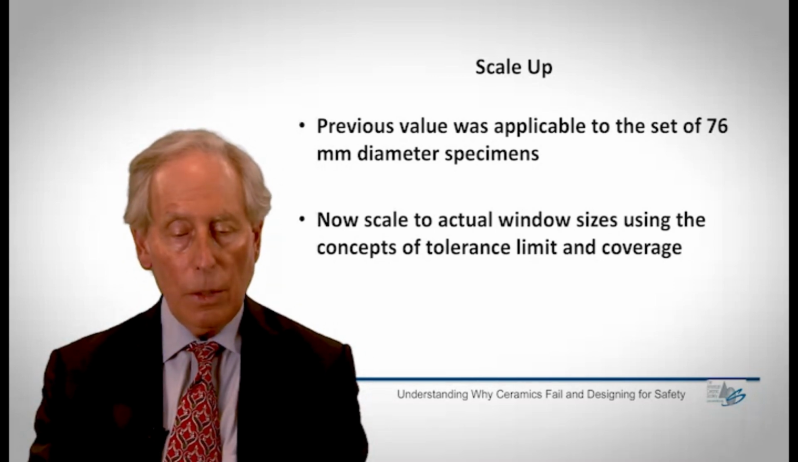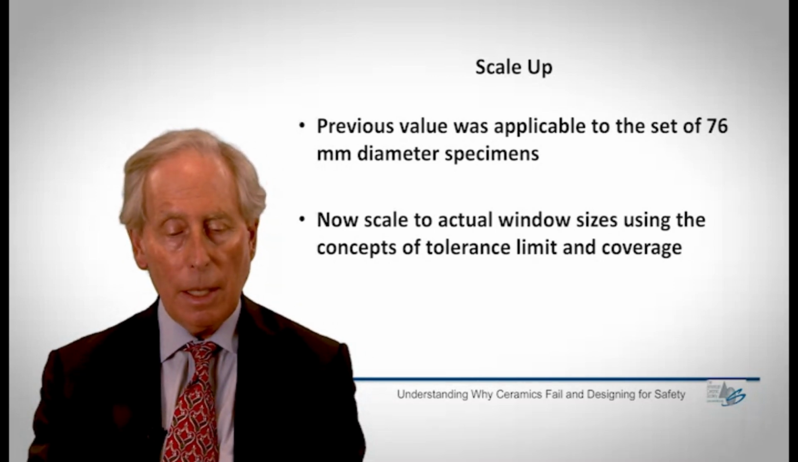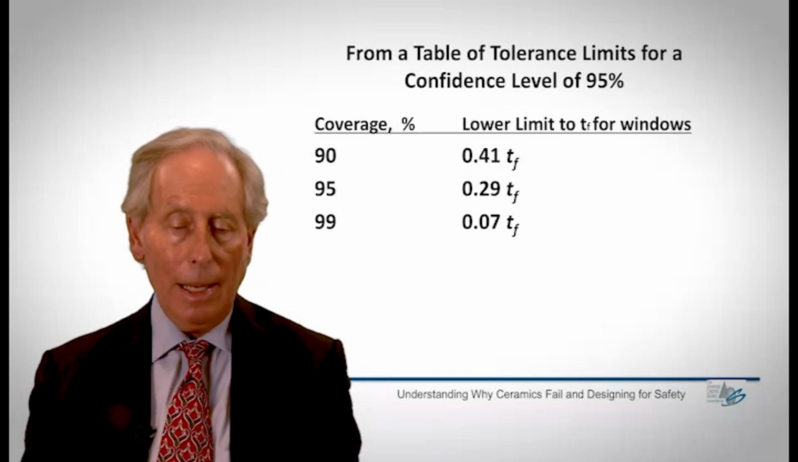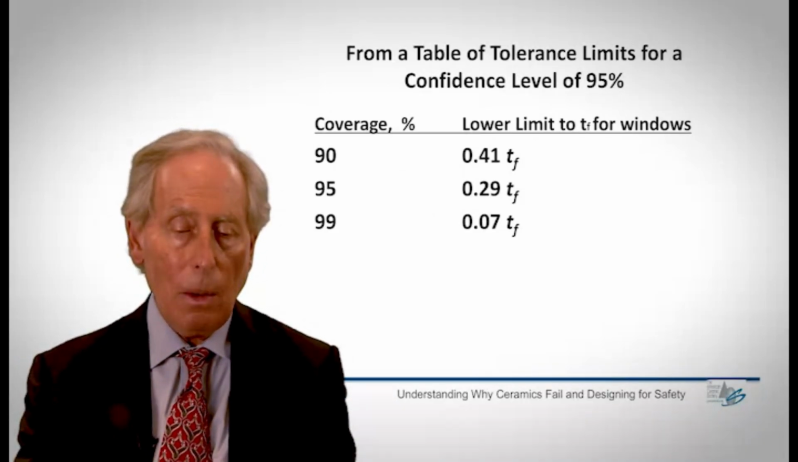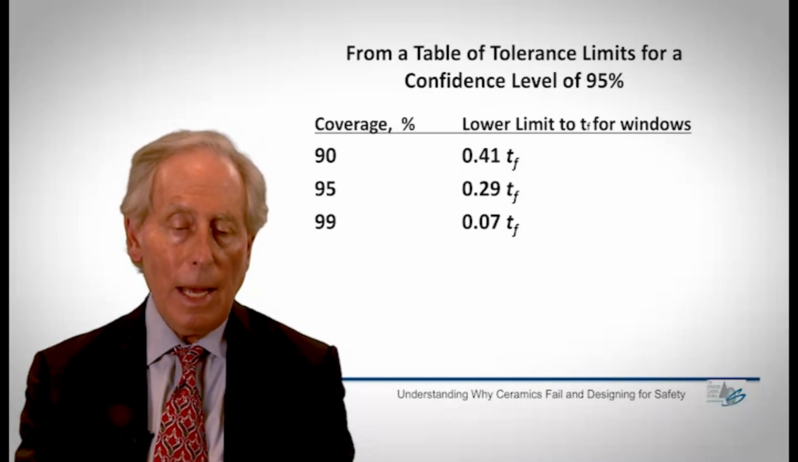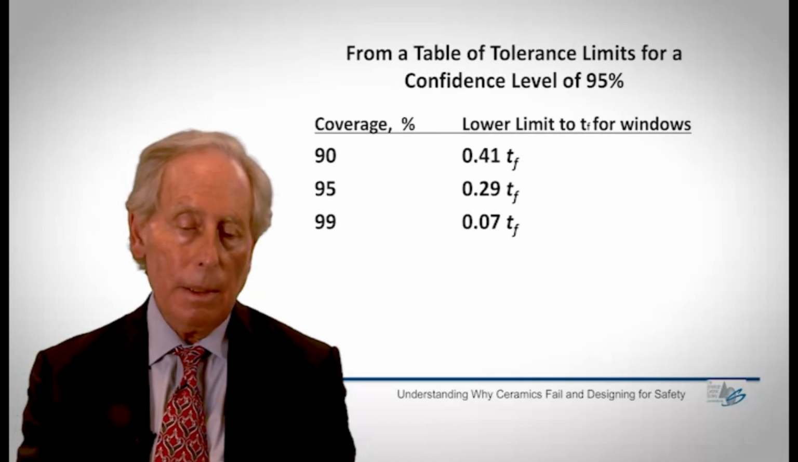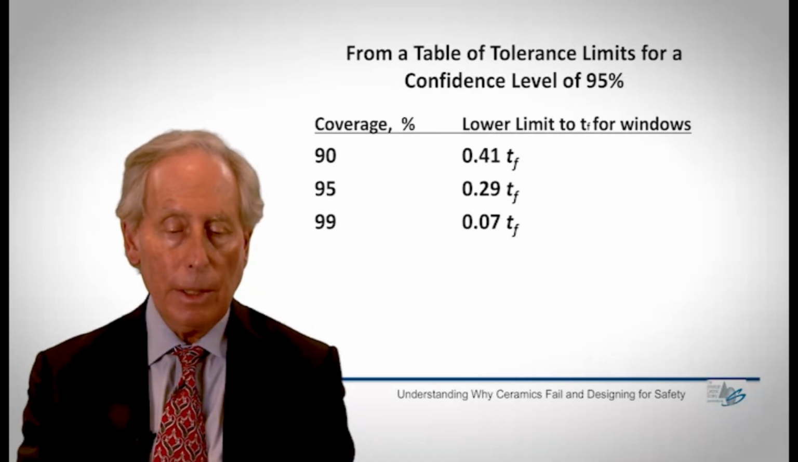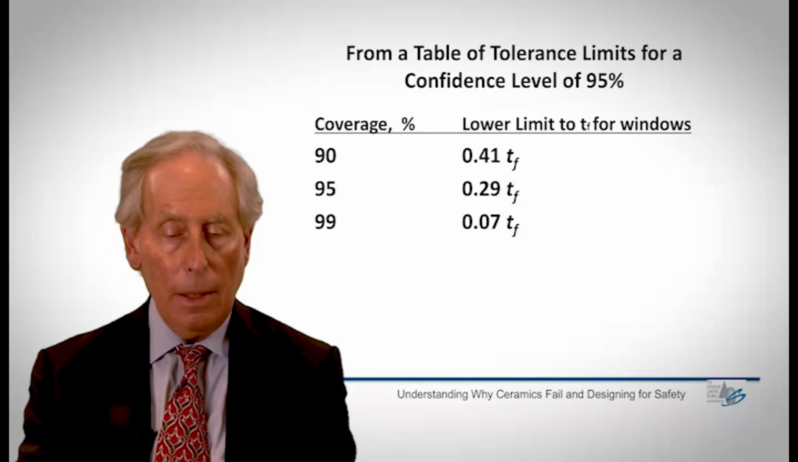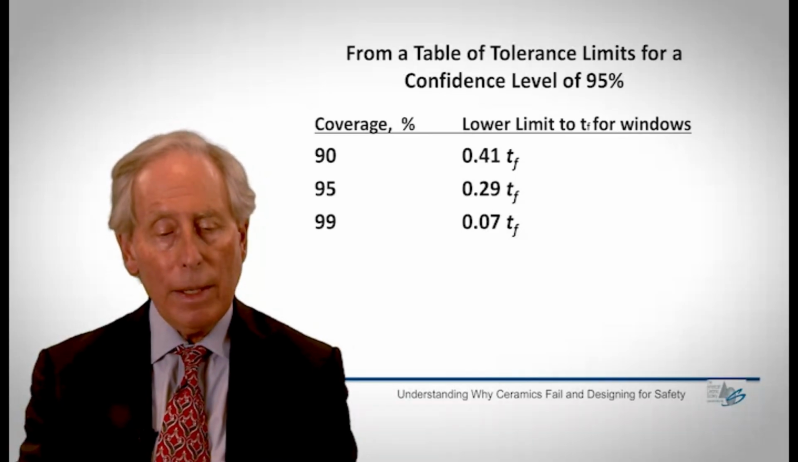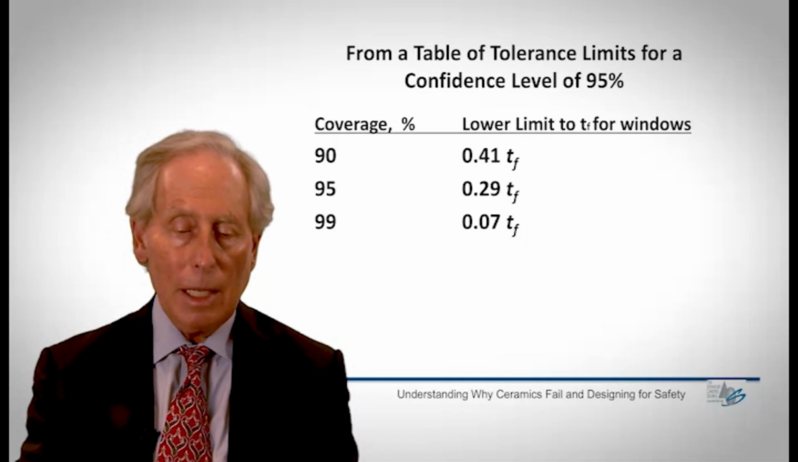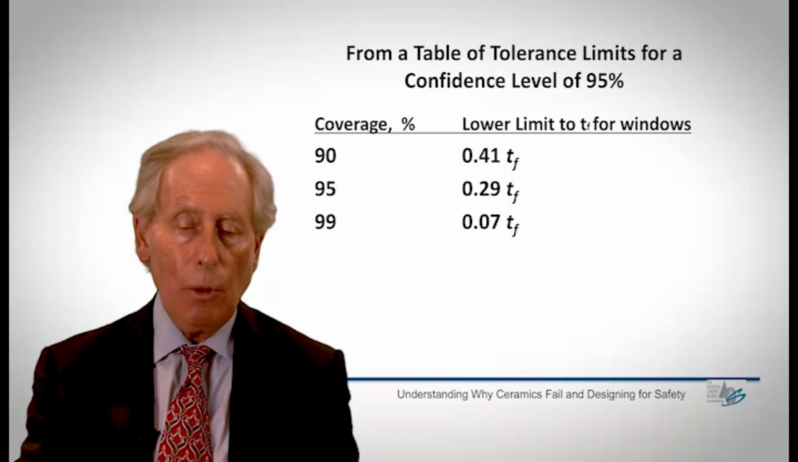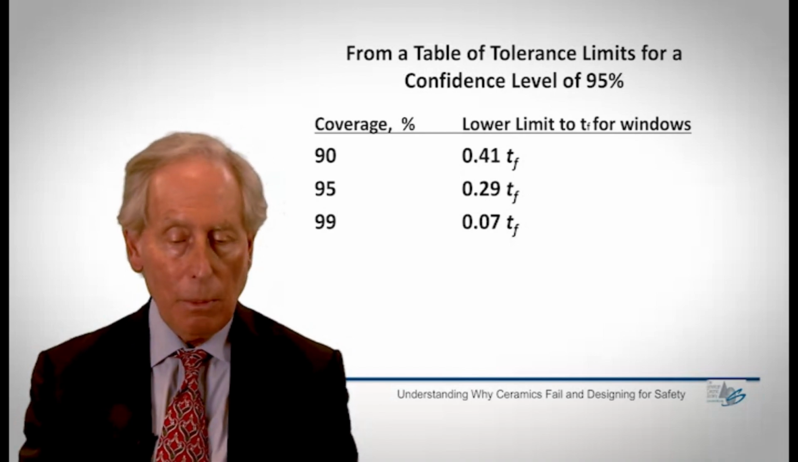If you go to the window sizes using these concepts of tolerance limit and coverage, you get to the following values. And it turns out that, depending on what coverage you want, so in other words, here's the 90% coverage, so this would be somewhat equivalent to the 90% safety level that the FAA required. The set of windows, even though they're much larger than the set of specimens, we could expect that the time would be reduced by only about 50%, 0.41.